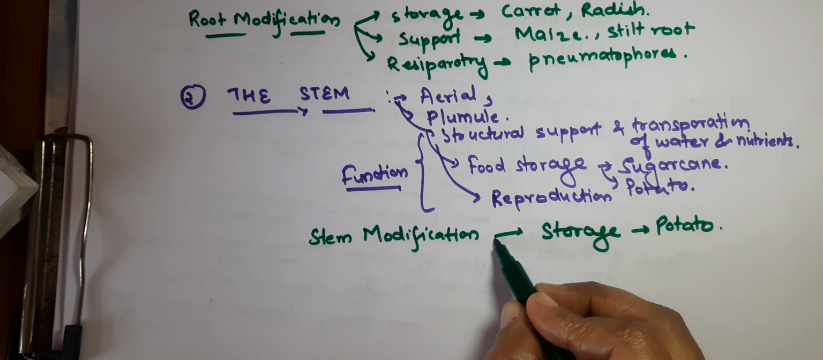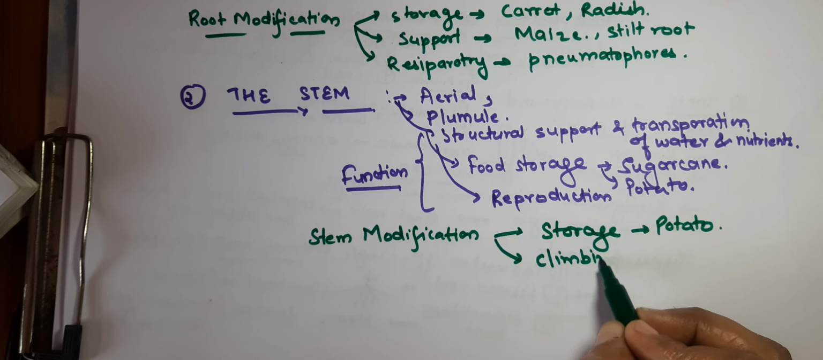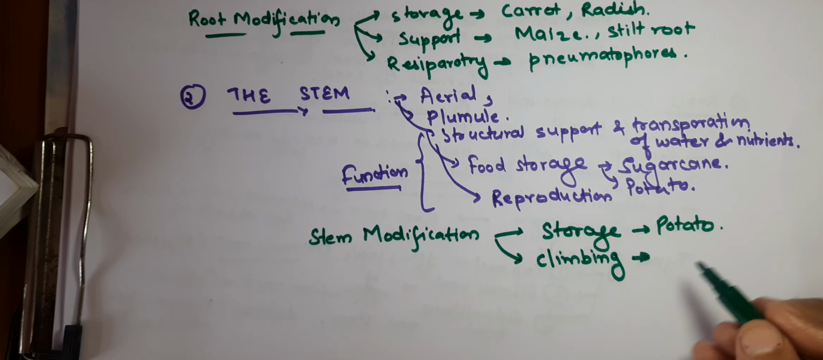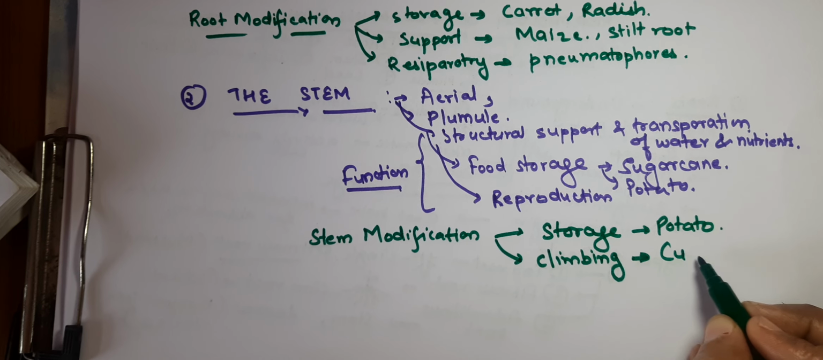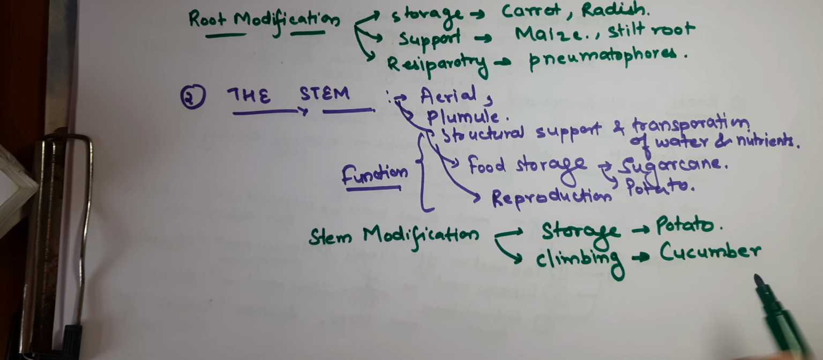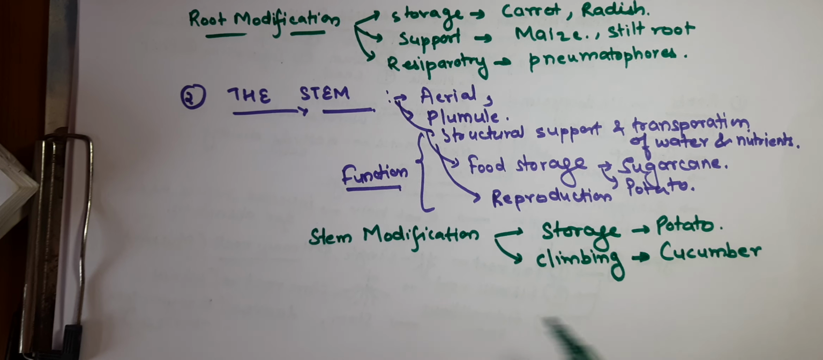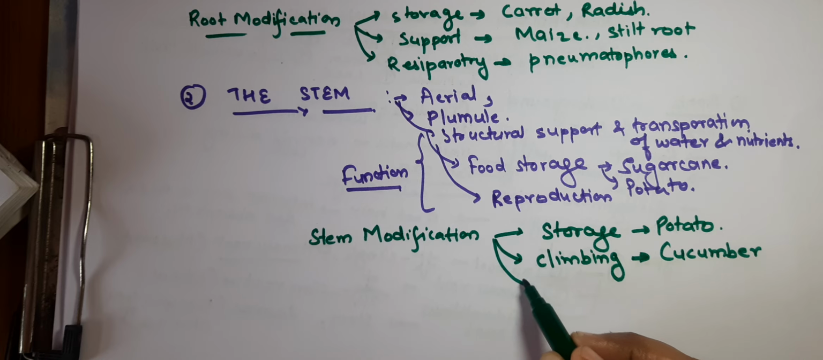Then there is another modification, that is the climbing one. This will help in climbing. This modification is observed in the cucumber. The stem is quite slender, in the form of a tendril, and it will help the plant to climb, to get enough sunlight for their food synthesis.